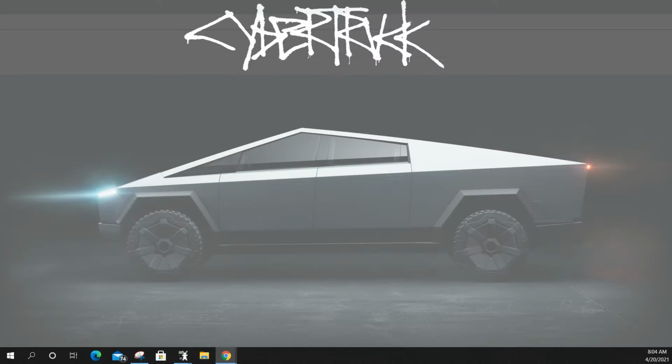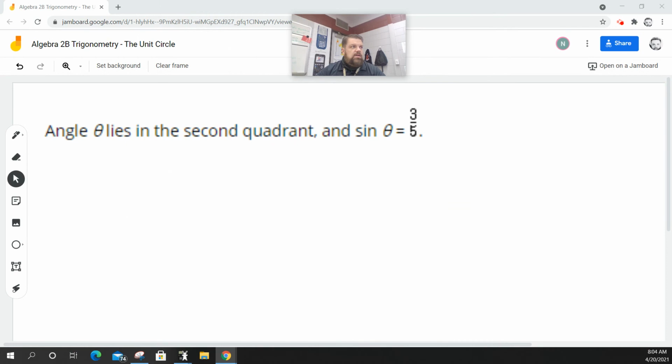Okay, so now we're going to do this problem. It says the angle theta lies in the second quadrant, and sine of theta is 3/5. Now, they tell us the quadrant because it matters in the sense of what's positive and what's negative, right? So the x comma y, depending on what quadrant you're living in, your x or y could be positive or negative.